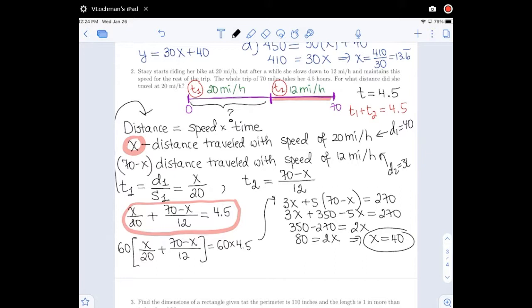And you can answer more questions about it, like how long did she travel with the speed of 20 miles per hour, how long did she travel with the speed of 12 miles per hour, and so forth. But in this case, we're only asked for the distance of 40. So this is it. That's your answer. The answer is 40 miles.